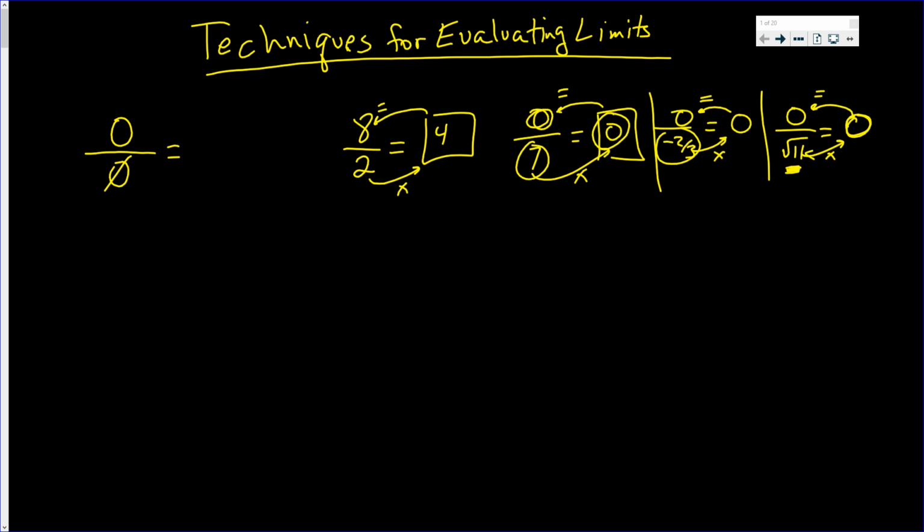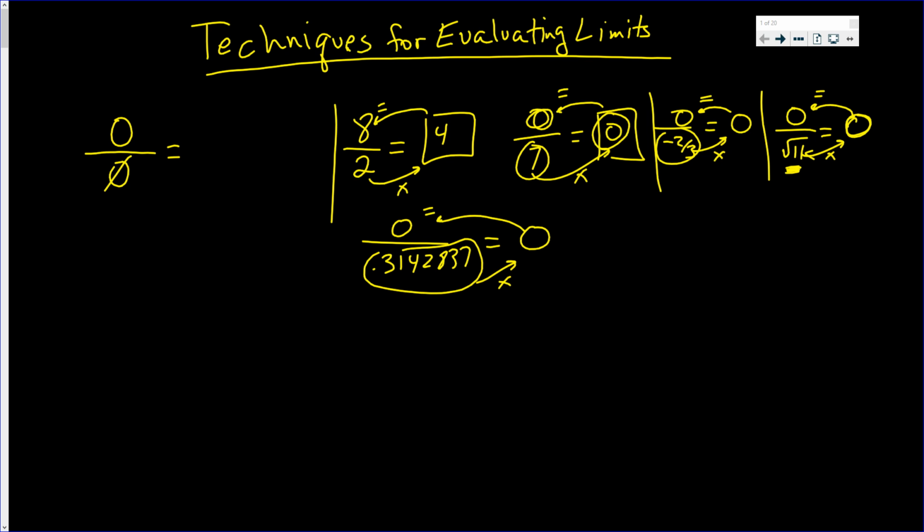If you have 0 over 0.314287, this is going to be 0, because this number times only 0 will give you 0. This is always going to be 0. If you have 0 over not 0, you will get 0 every time.